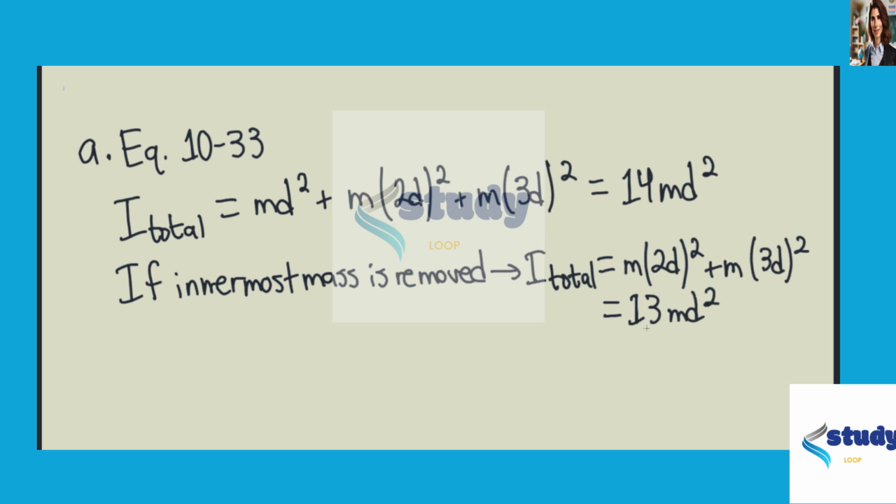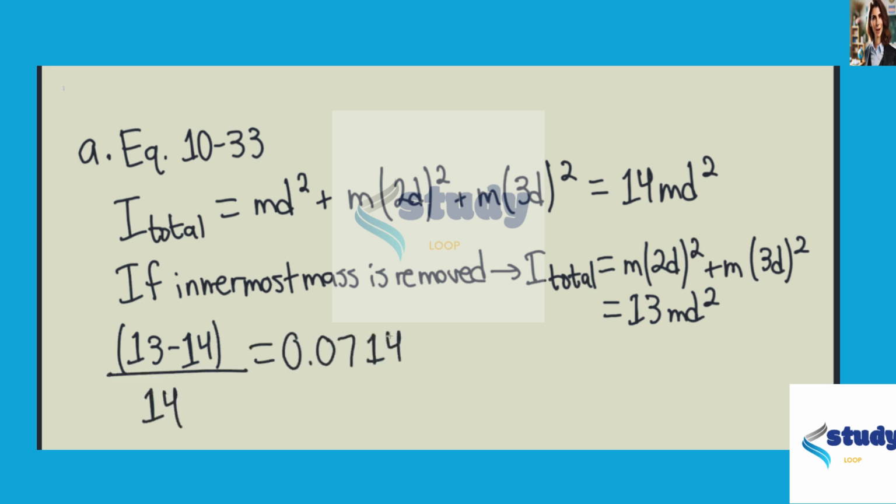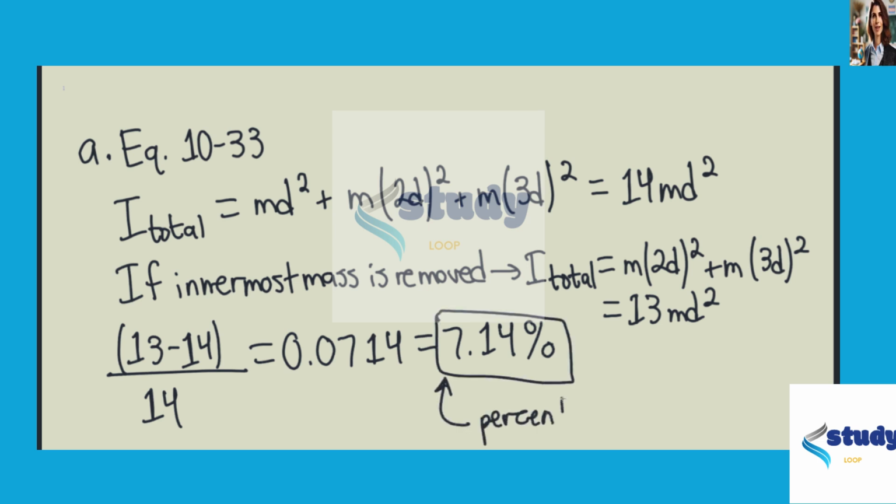Now the percentage difference here would simply be equal to 13 minus 14 over the total, so 14, and this would be equal to 0.0714, or we can say approximately, we can keep the three significant figures, so 7.14%. So that would essentially be the percentage difference, and that would be our answer for part A.